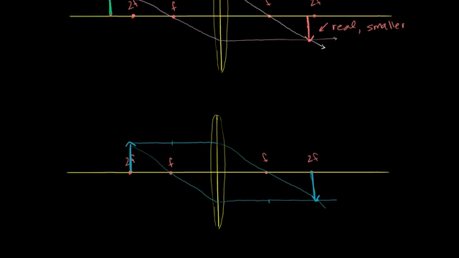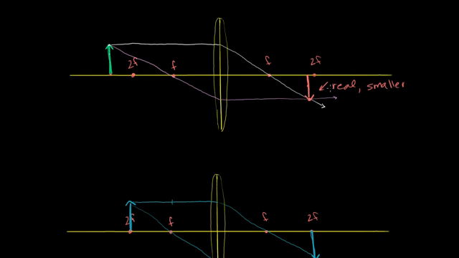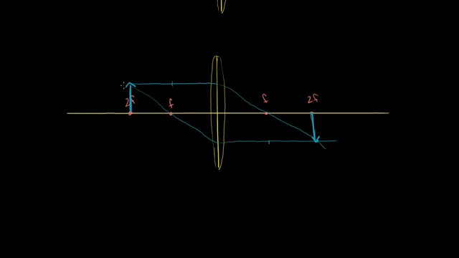Actually, I didn't talk about distance in this one over here. Over here, it's a real image. It's smaller, and it's also going to be closer in than this one was. It's going to be closer to the lens. This one, the image is going to be the same size as the original object, but inverted, and at the same distance from the lens, just on the other side. And once again, this is a real image.